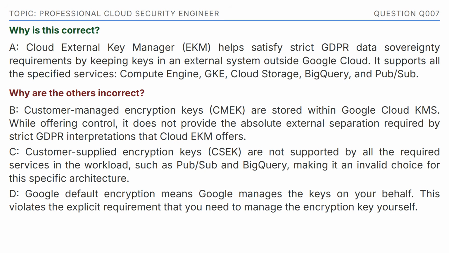Why are the others incorrect? B. Customer Managed Encryption Keys, CMEK, are stored within Google Cloud KMS. While offering control, it does not provide the absolute external separation required by strict GDPR interpretations that Cloud EKM offers. C. Customer-supplied encryption keys, CSEK, are not supported by all the required services in the workload, such as Pub/Sub and BigQuery, making it an invalid choice for this specific architecture. D. Google Default Encryption means Google manages the keys on your behalf. This violates the explicit requirement that you need to manage the encryption key yourself.